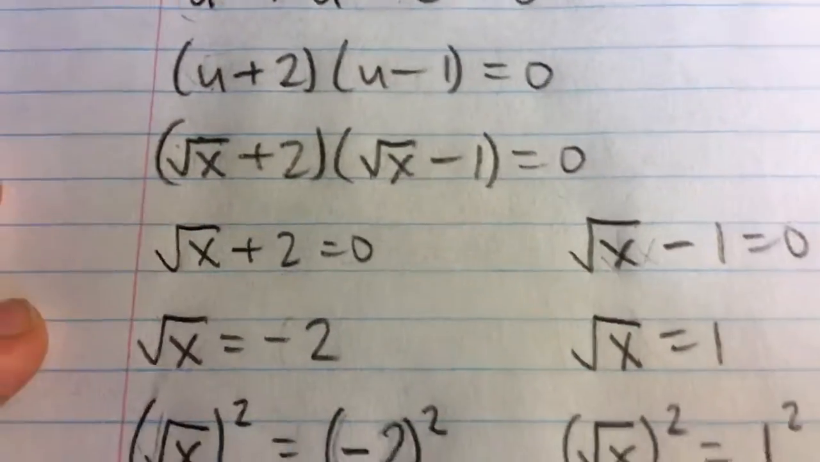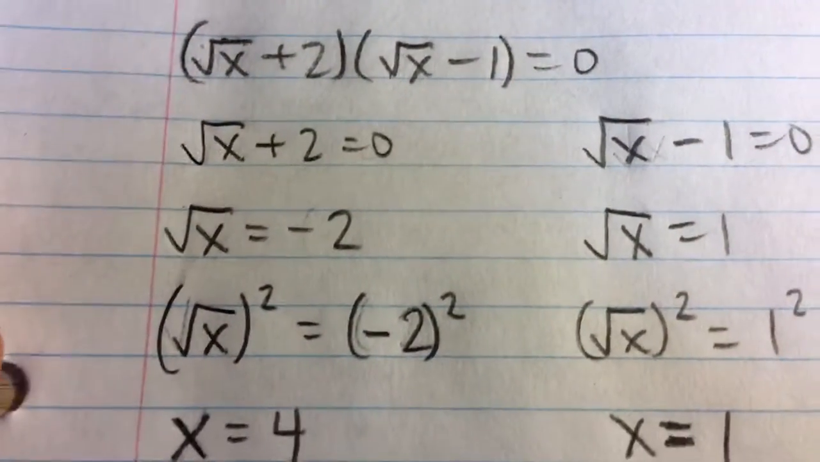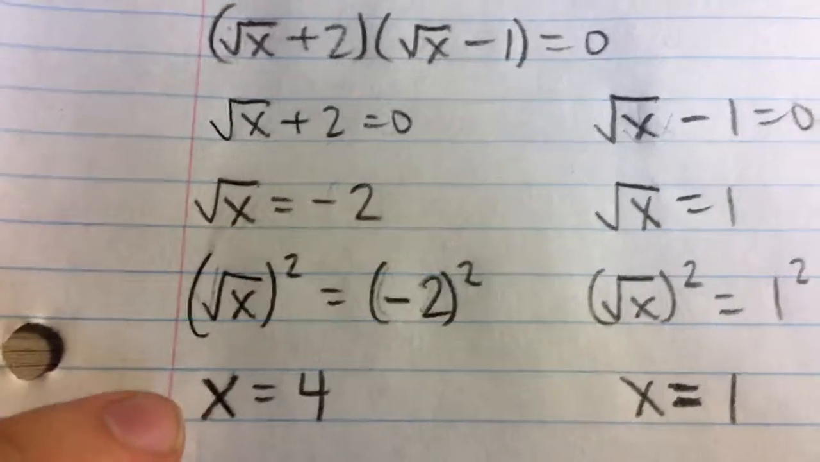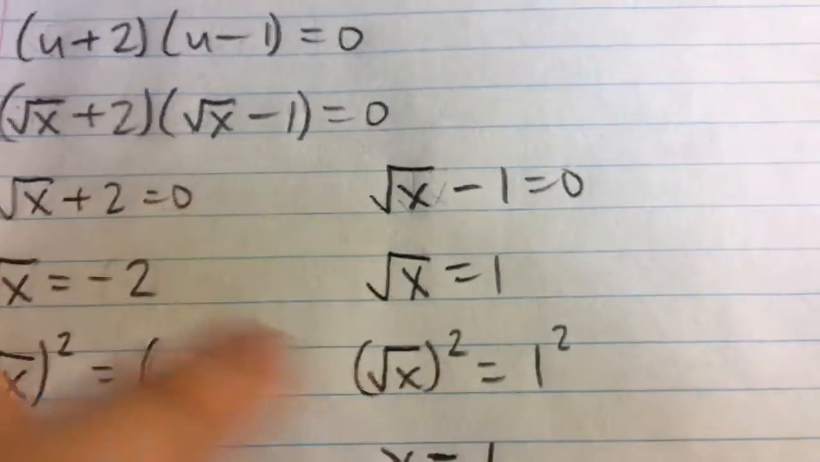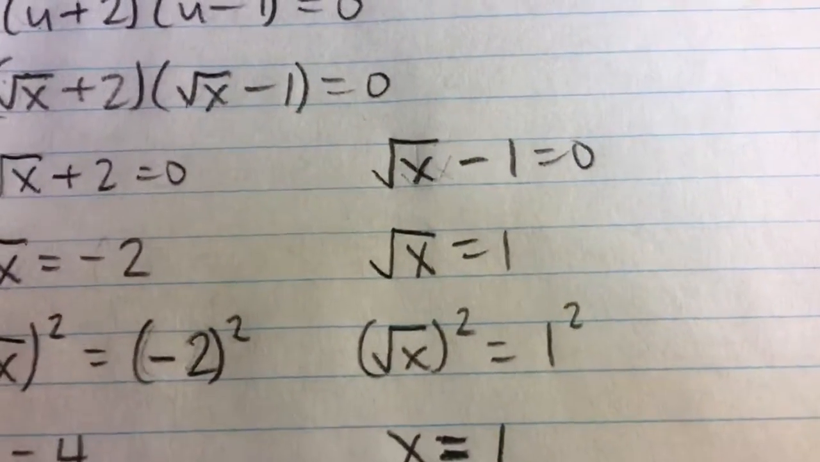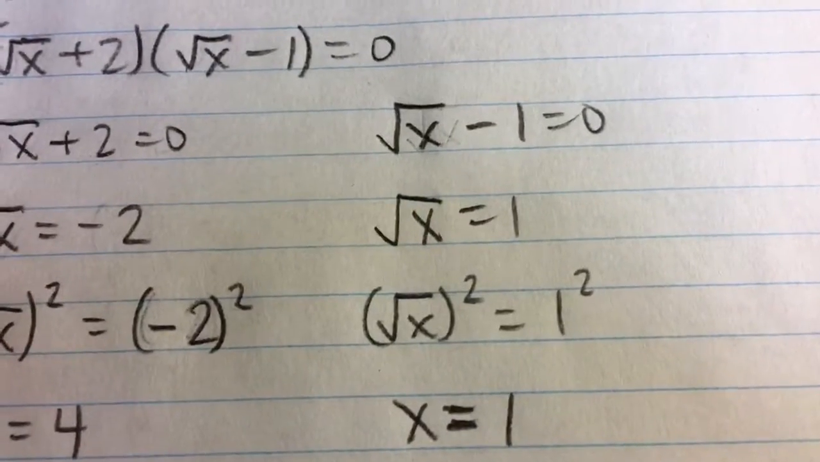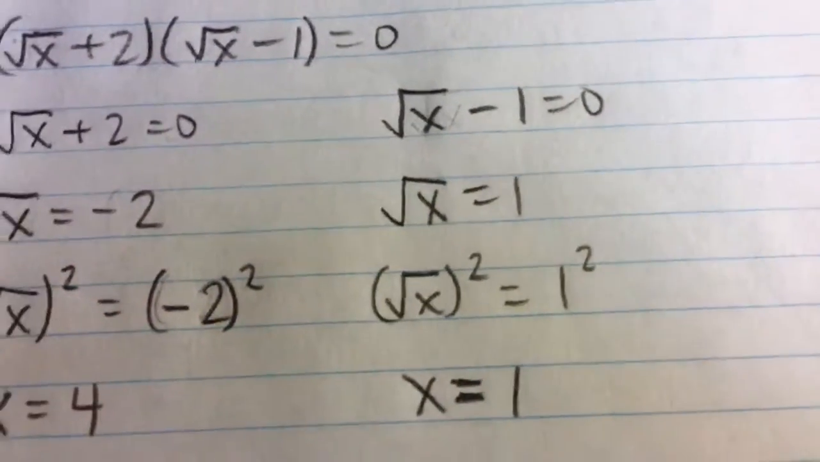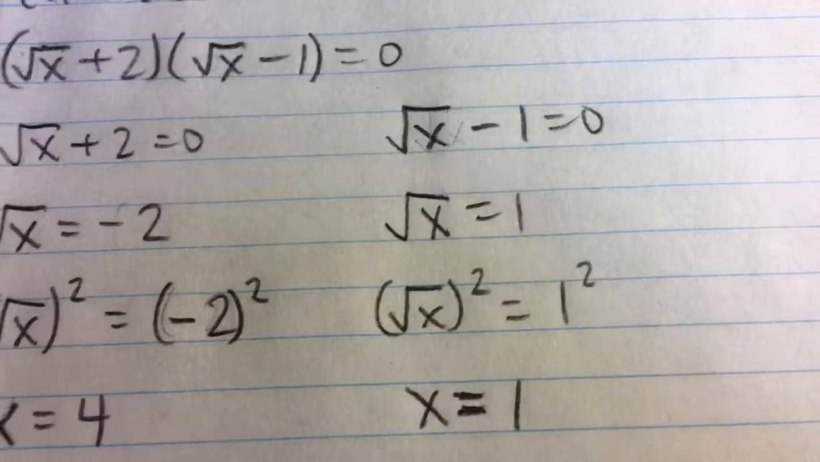So we have square root of x plus 2 equals 0. Subtract 2 from both sides, square both sides. We get x equals 4. On this side, similar idea, we set it equal to 0. Solve for x, add 1 to both sides, square both sides, we get x equals 1.